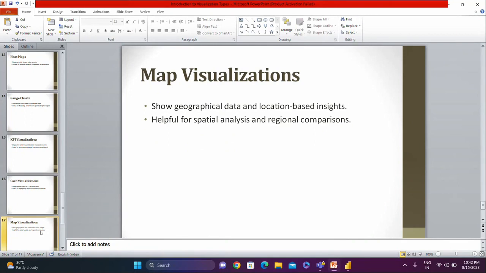For example, Amazon. Amazon may have some branches here in India in different states, and it can have branches all across the world also, right? So in such cases, if Amazon wants to see at which particular location I'm getting a good revenue and which particular location I'm getting very low revenue, map visualization is great because it will show geographical data and locations based insights, and it will be helpful for spatial analysis and regional comparison.